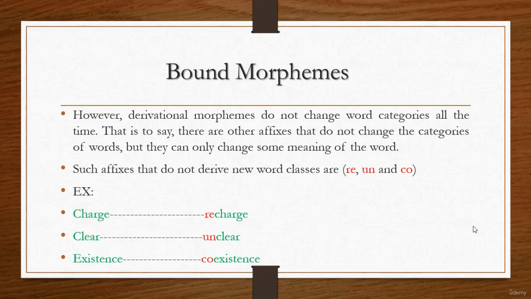Clear remains an adjective even after adding a prefix. Existence, coexistence: from a noun to a noun. It doesn't change category, but it gives us new words. Derivational morphemes come from the verb to derive, and they generate new morphemes, new words.